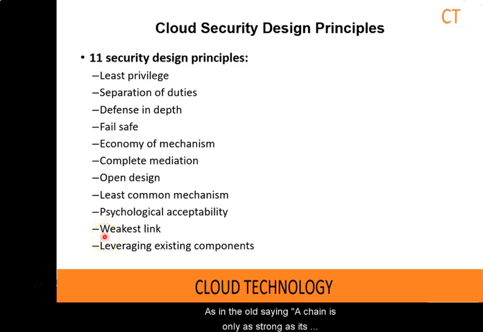As in the old saying, a chain is only as strong as its weakest link. Security of the cloud system is only as good as its weakest component. Thus, it is important to identify the weakest mechanisms in the security chain and layers of defense and improve them so that the risks to the system are mitigated to an acceptable level.